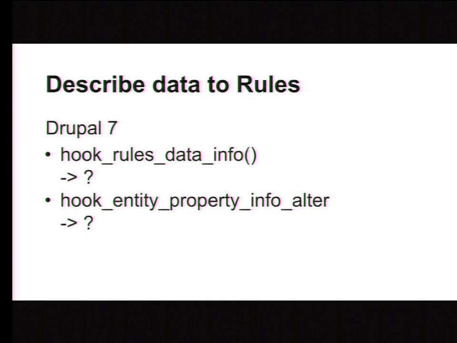So let's have a closer look at the APIs of rules in Drupal 8, and let's compare them to Drupal 7. When you have some module that integrates already with Drupal 7, you get an idea of how to do the same in Drupal 8. Always when you want to integrate your module with rules, the first thing you need to do is describe the data so that rules knows about the data that you're working with. When you have a module that exposes a new entity type, rules needs to know about it. It needs to know about the properties and everything so it can deal with that.